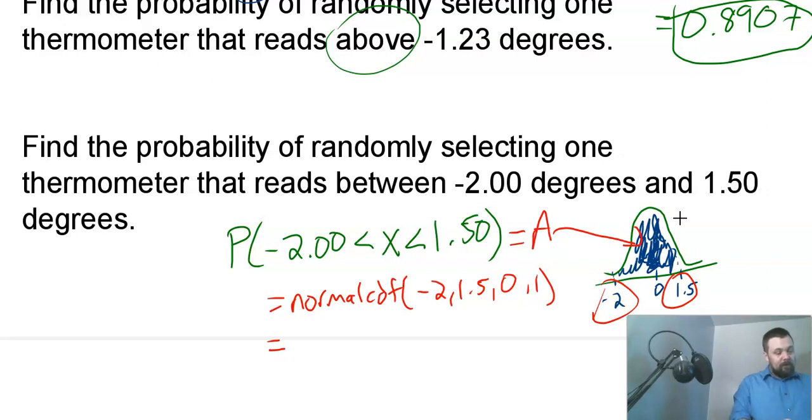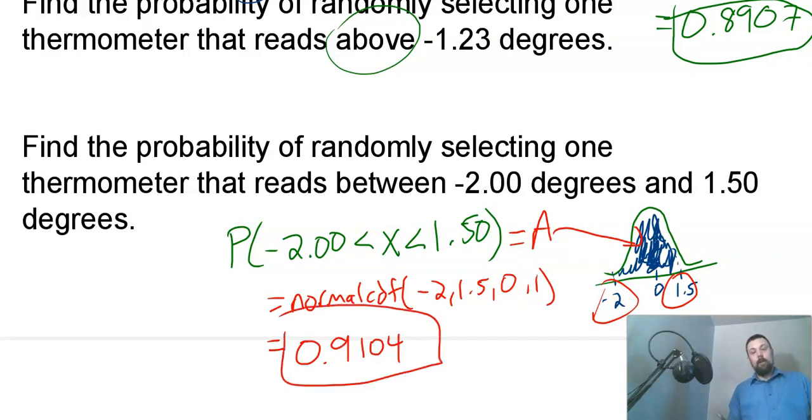So negative 2, comma 1.5, comma 0, comma 1. I feel like my intuition was kind of off on this one. So it's in the 90s, but not quite 98%. I was a little bit overestimating there. So 91% chance, right, that thermometer readings would be between negative 2 and 1.5. All right, so that is being given the random variable value and finding the corresponding probability, right?